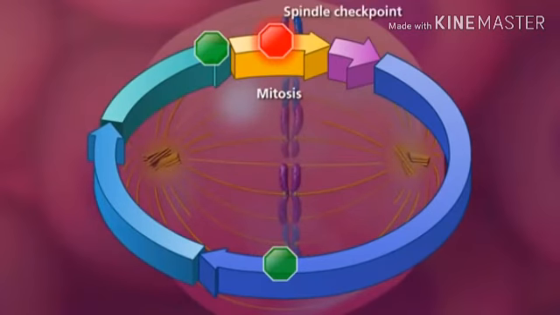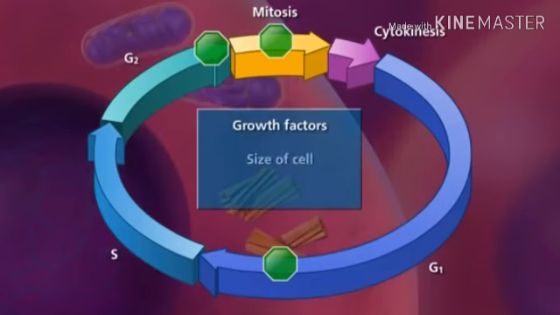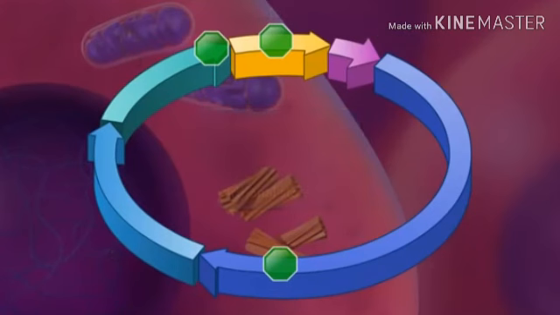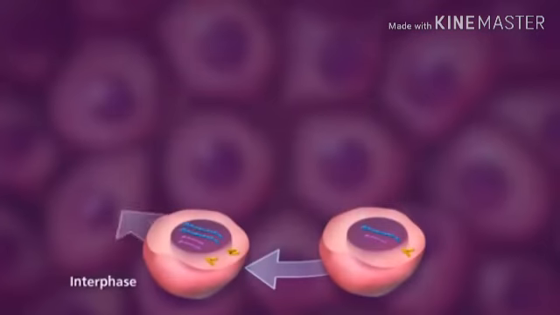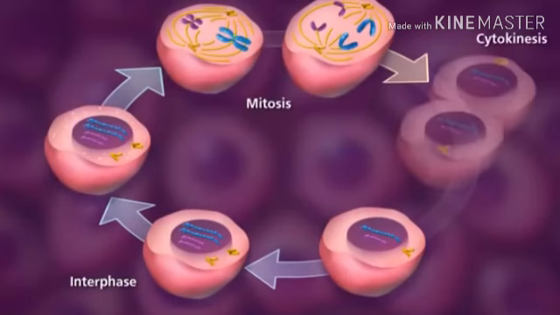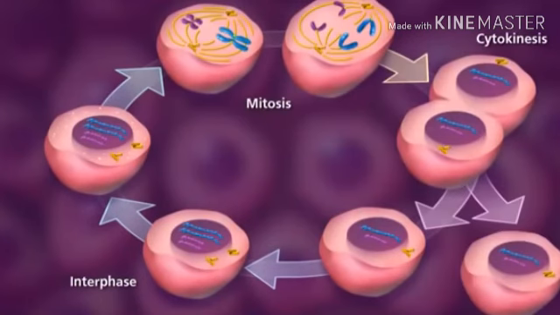The last checkpoint is the spindle checkpoint, ensuring that chromosomes have attached to the spindle for anaphase. Growth factors, the size of the cell, and the nutritional state of the cell are all contributing factors in cell regulation, ensuring that only certain cells divide at appropriate times. Once all the checkpoints in interphase are cleared, mitosis can occur. From interphase to cytokinesis, the entire process of cell division can take on average 10 to 20 hours in a typical plant or animal cell.